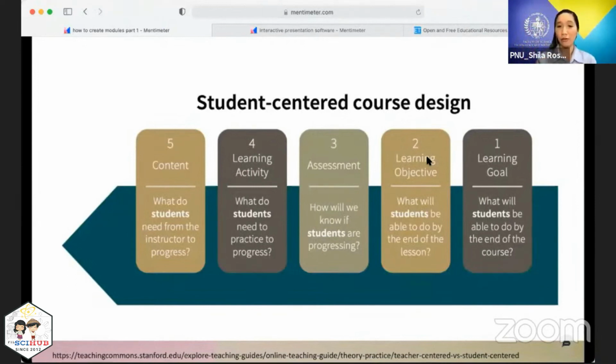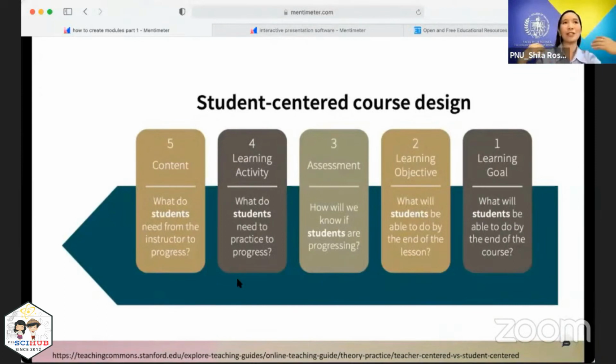So the learning objective now, what will students be able to do by the end of the lesson? Okay, so this is now the unpacked learning competencies. After which you identify what the assessments will be. So how will we know if students are progressing? What do students need to practice to progress? And then last na yung content. Saka ka pala mag-iisip, ano ba yung dapat na ituturo doon sa objectives na yun, or ano ba yung content na masasagot doon sa aking objective. So what do students need from the instructor to progress? So this is student-centered. Okay?